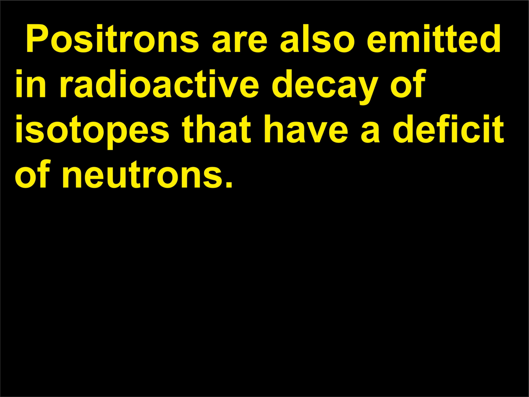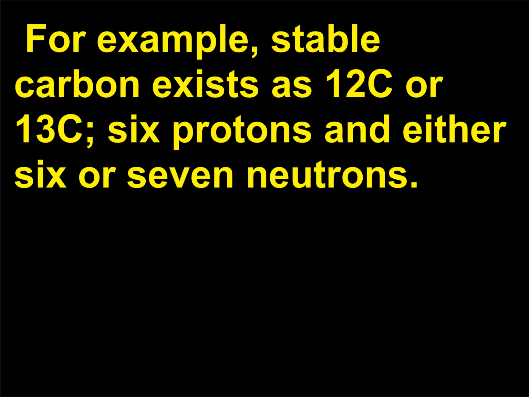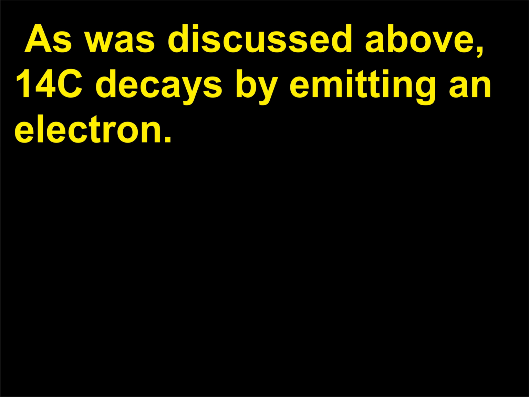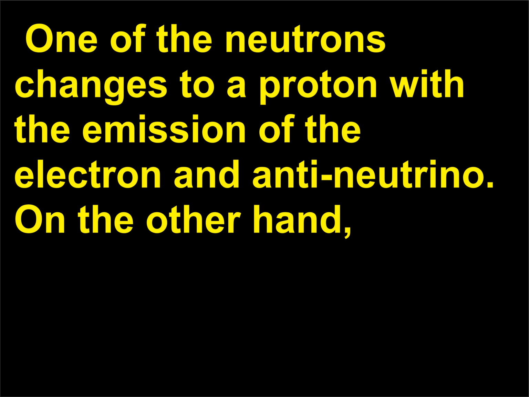Positrons are also emitted in radioactive decay of isotopes that have a deficit of neutrons. For example, stable carbon exists as 12C or 13C, 6 protons and either 6 or 7 neutrons. As was discussed above, 14C decays by emitting an electron. One of the neutrons changes to a proton with the emission of the electron and antineutrino.